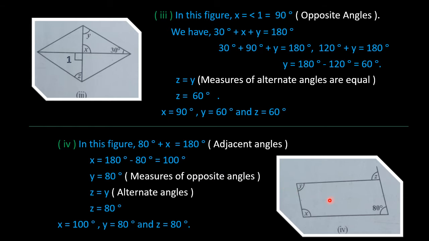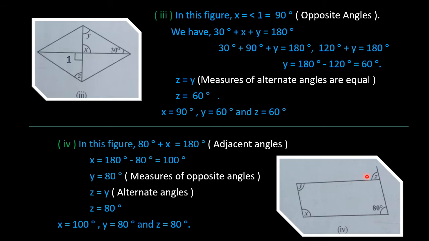Now from the figure, you know, y and 80, they are opposite angles. So what's the measure of y? It is equal to 80 degree. So we are writing y is equal to 80 degree. In bracket we write the reason. They are measures of opposite angles.